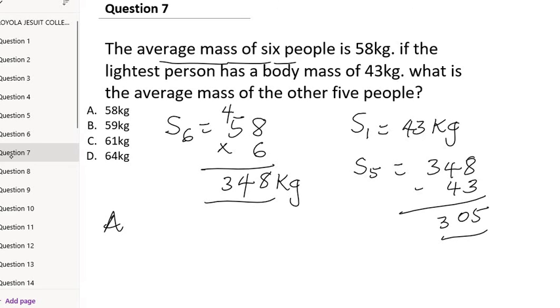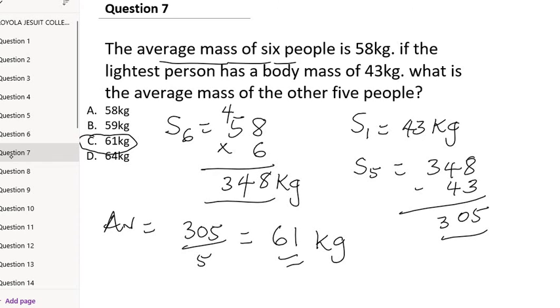Now, the average for this sum of 5 will be 305, which is sum of 5 divided by 5. 30 divided by 5 is 6. 5 divided by 5 is 1. 61 kg will be the right answer, which is option C.